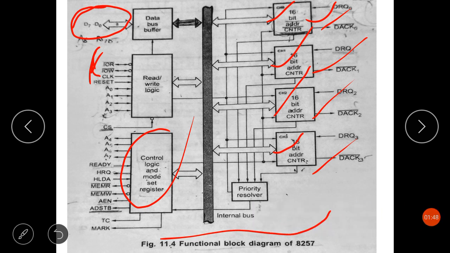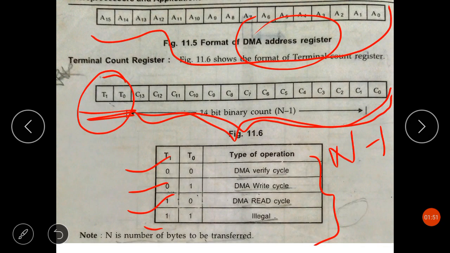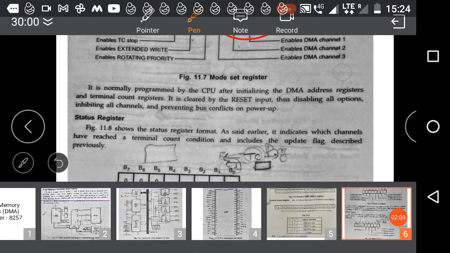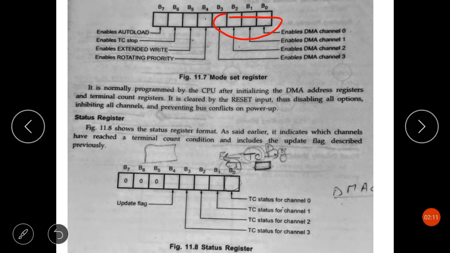Now let's see the format of the mode set register. This is the format of the mode set register. The least significant 4 bits of the mode set register, when they are 1, enable each of the 4 DMA channels, and the most significant 4 bits allow 4 different options for the 8257.